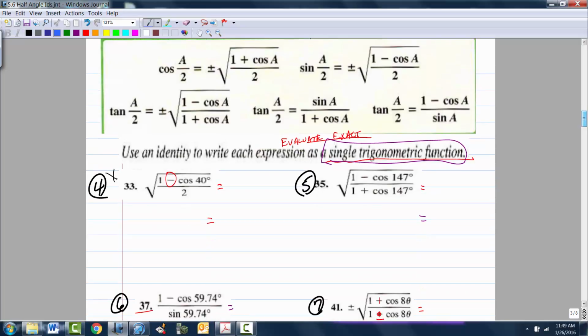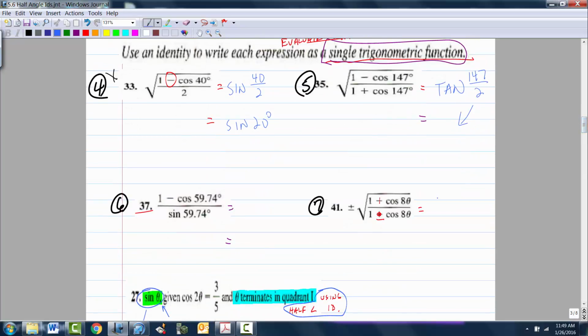Before we do our identities, tell me the answer for 33. It's sine. Sine of 40 over 2. What's the next one? Tan of 147 over 2. Do it. I think you know the next one. How about this one? Ooh! Look at jerk Mr. Samulus.